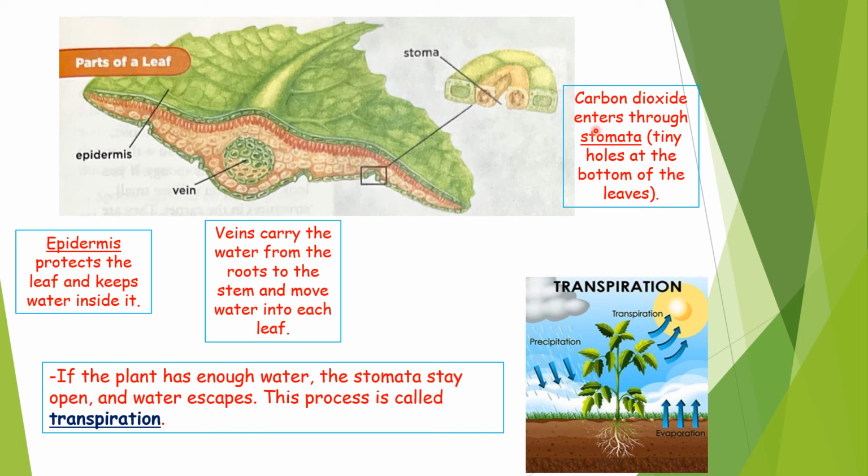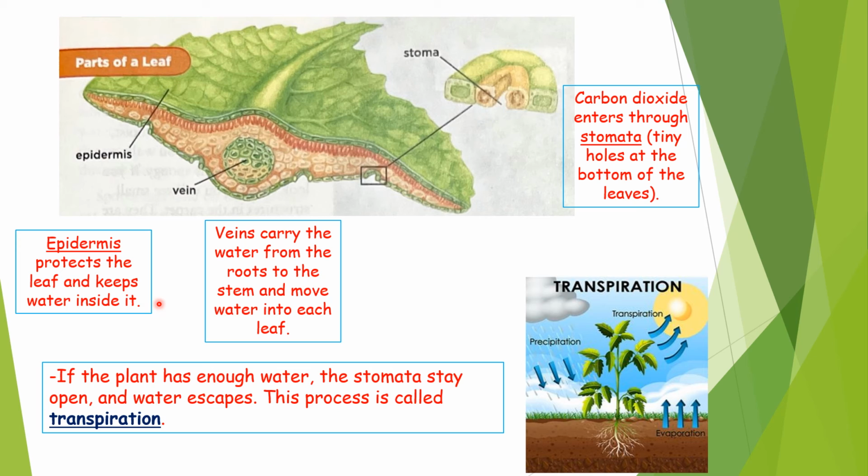Carbon dioxide enters through stomata. What are the stomata? They are tiny holes at the bottom of the leaves. Stoma is one, stomata more than one. Now let's learn about the epidermis. Epidermis, it's like the skin of the leaf. It protects the leaf and keeps water inside it.